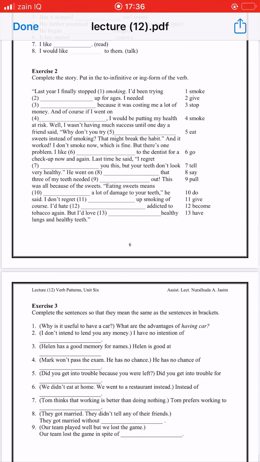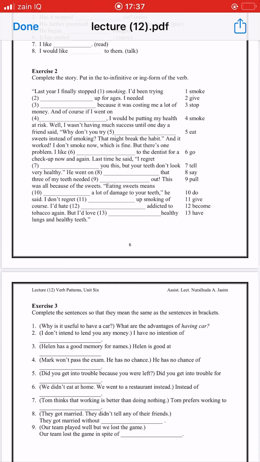Last year I finally stopped smoking. I'd been trying to give up for ages. I needed to stop because it was costing me a lot of money, and of course if I went on to smoke I would be putting my health at risk.